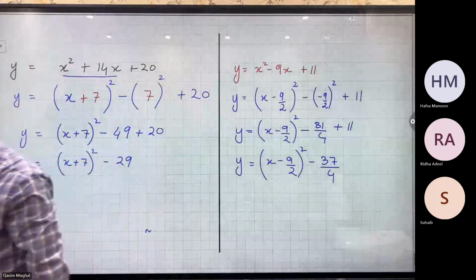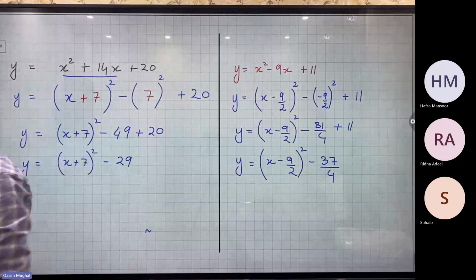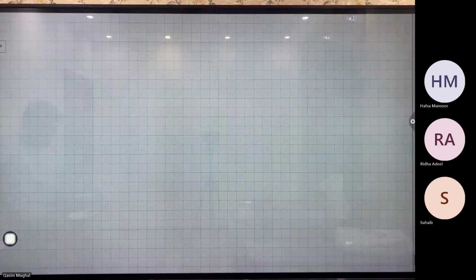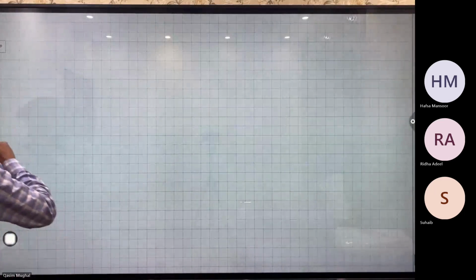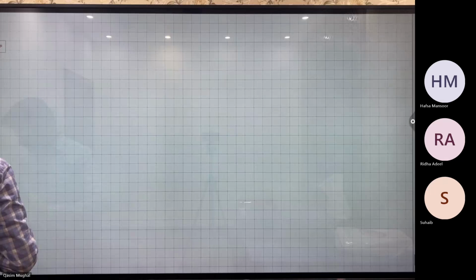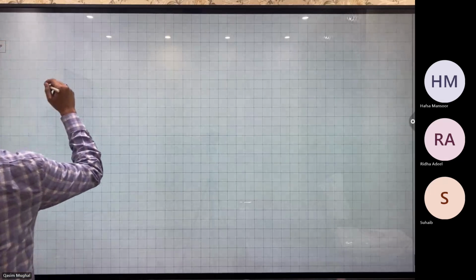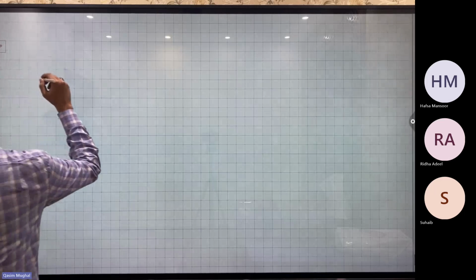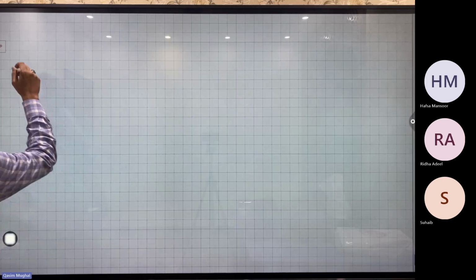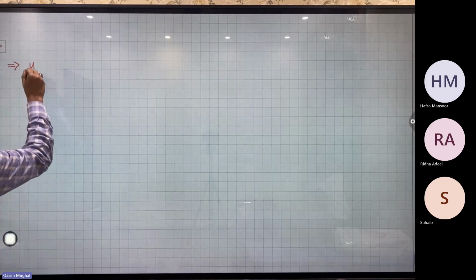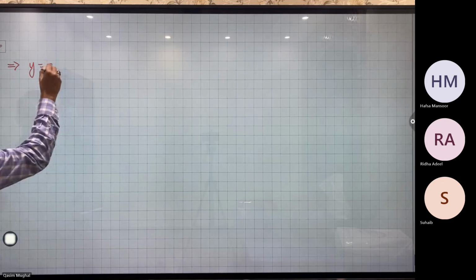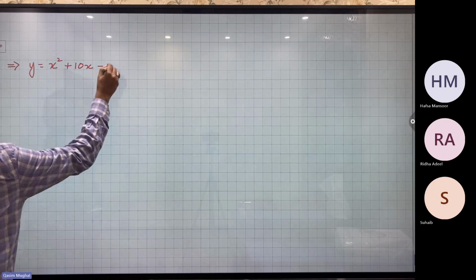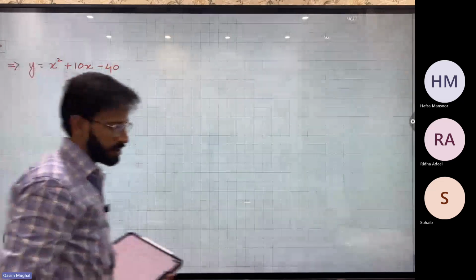Clear? Okay, now next question. One more question for you to practice, and then we will proceed further. y equals x squared plus 10x minus 40. Please complete the square.